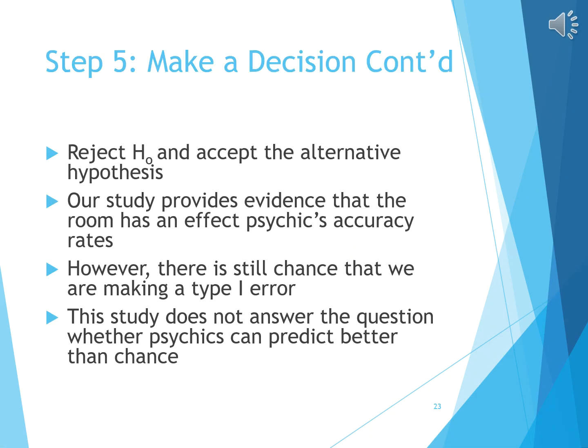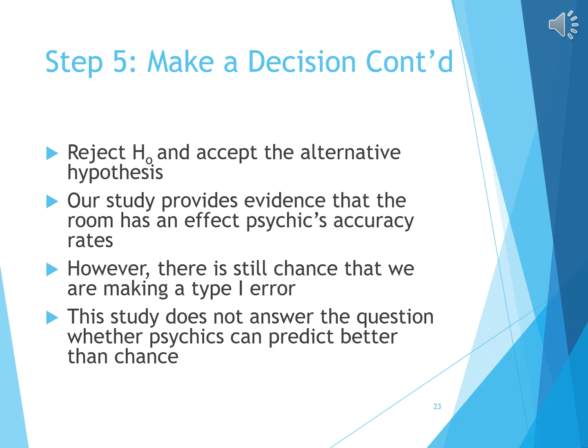So we rejected the null hypothesis, we accept the alternative hypothesis, and what happens now? Well, this single study provides some evidence that the room that a psychic is in actually affects their accuracy rates. However, one, we could still be making a type 1 error. Statistically speaking, this could all just be not true, and we could have decided that there was a statistically significant difference when in fact there was not. And also, this study does not answer the question of whether psychics can predict better than chance.